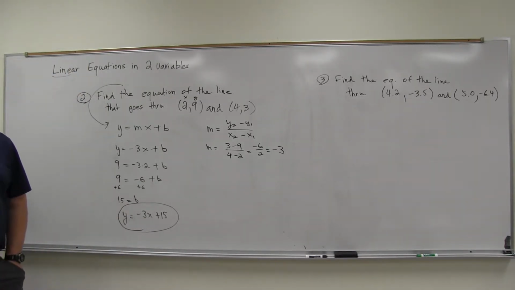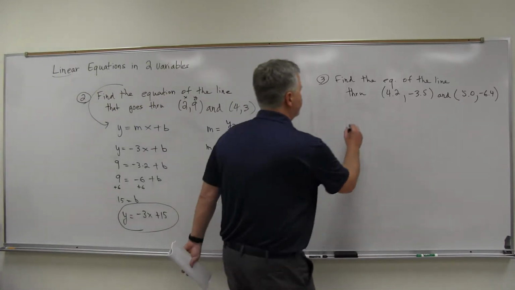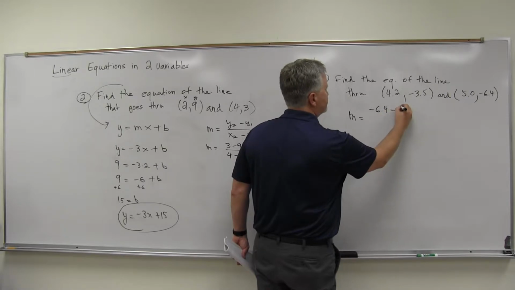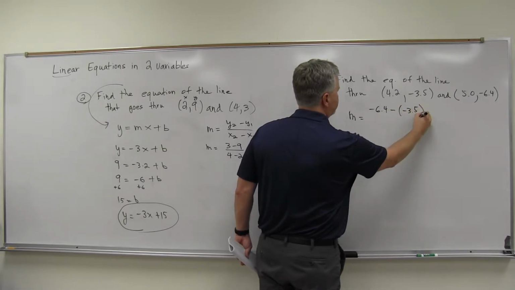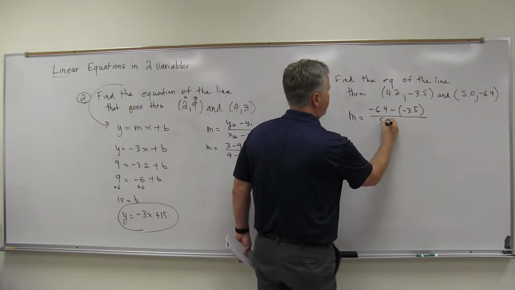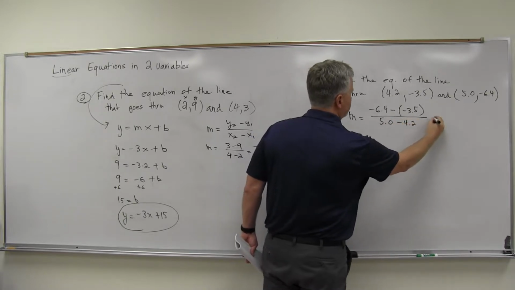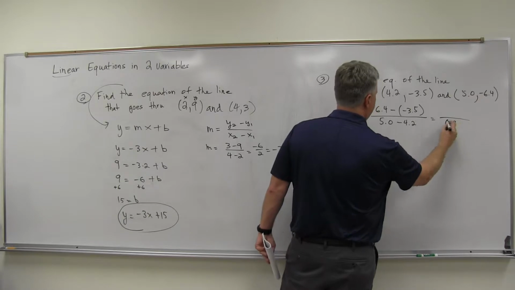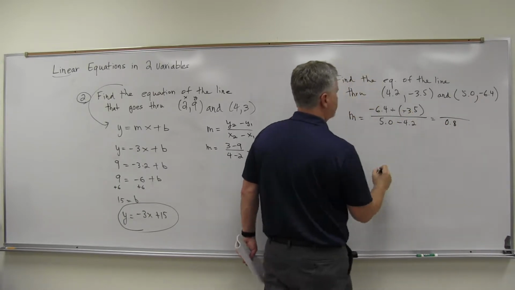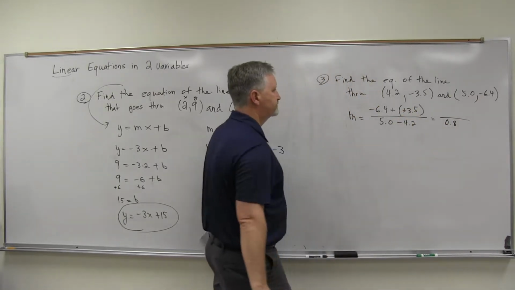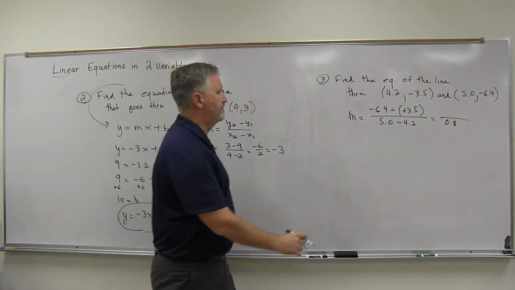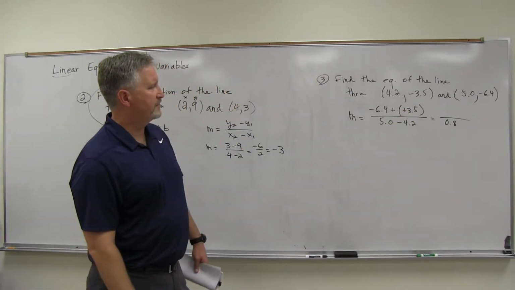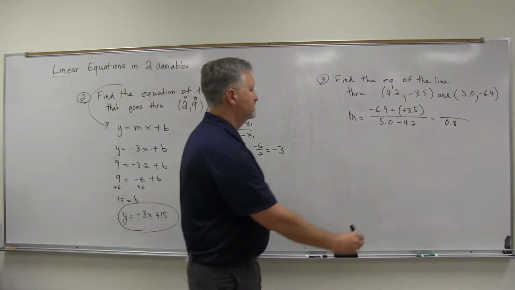So again, we got 2 points. So start with your slope formula. What do we got? Negative 6.4 minus a negative 3.5 divided by 5.0 minus 4.2. Does that sound right? The bottom's 0.8, the top is negative 6.4 plus 3.5, what's negative 2.9?